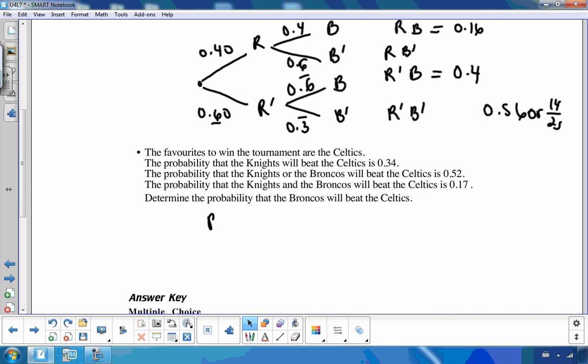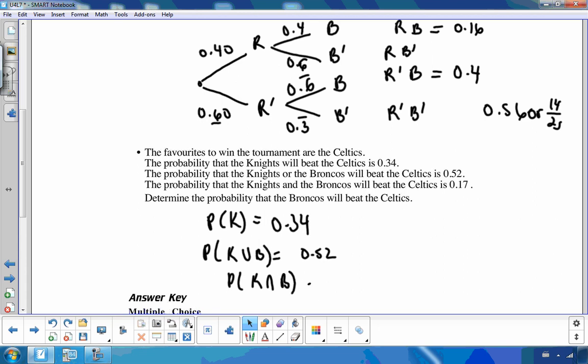Okay, let me just write this down again. So the probability that the Knights win is 0.34. The probability that the Knights or the Broncos win is 0.52. The probability that the Knights and the Broncos beat them is 0.17. So I just want to know the probability that the Broncos will beat the Celtics. Okay, so I'm going to look at the probability that they both beat them. And that should add up to the probability that the Knights beat them.